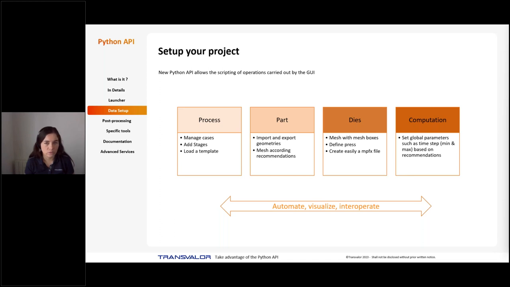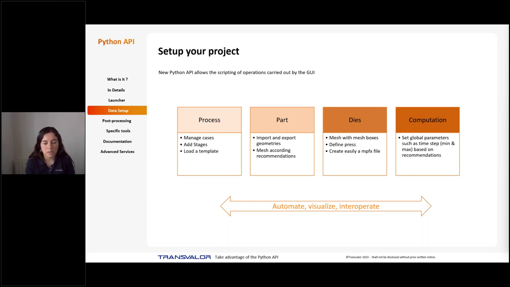There are other things we can do more advanced. For example, I'm working currently on finding the part line automatically from a part without having the die geometry. So here I'm going just to use the geometry of the part to design the dies and also the preforms. So that's the kind of thing we can go really further than just importing the part. Speaking about dies, we can mesh them with mesh boxes automatically created.